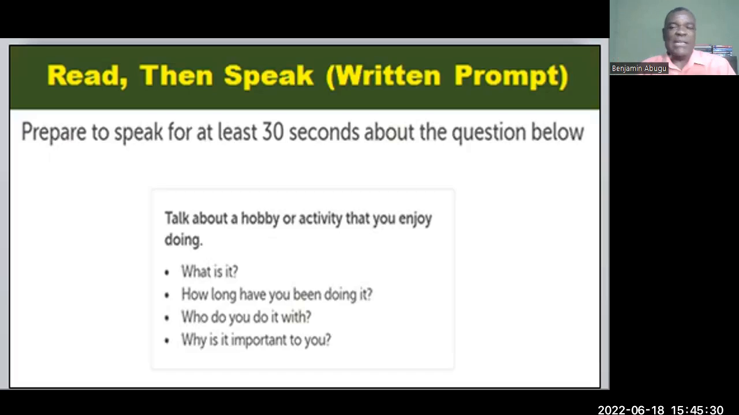And one thing that simplifies this question for you is that you are given 4 different questions that help to organize the structure of your speech. So you know where to begin and where to end. You can begin naturally with the first question, what is it? But then with your knowledge of essay writing generally, you know that when you write a speech, you begin with a general statement about the topic. The topic here is the hobby, a hobby or activity that you enjoy.